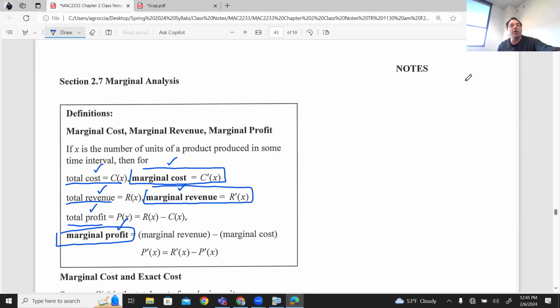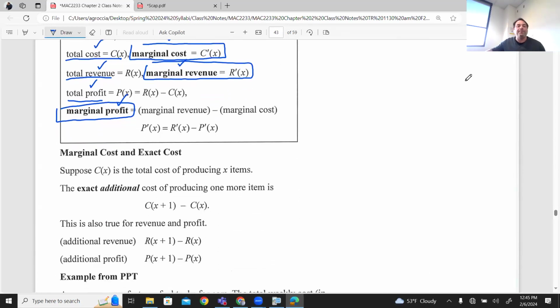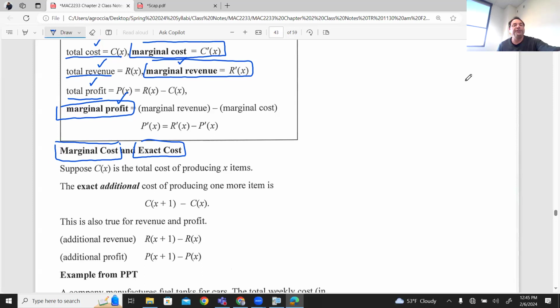Okay. So what we're going to focus on today is the difference between marginal cost, which is how your cost is changing, which is derivative, marginal derivative, and exact cost. Okay. I can do the same thing for marginal revenue, exact revenue, marginal profit, exact profit, but cost is the one that makes the most sense. So we're going to do an example. First one, you already know how to do. The second one, I'm going to show you how to do.